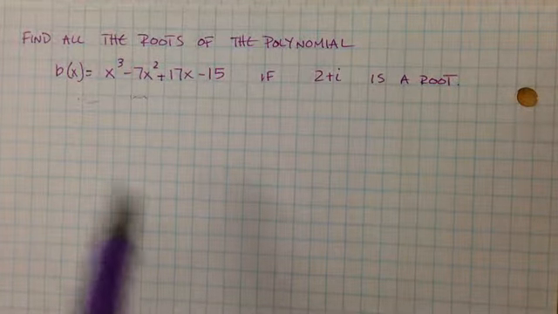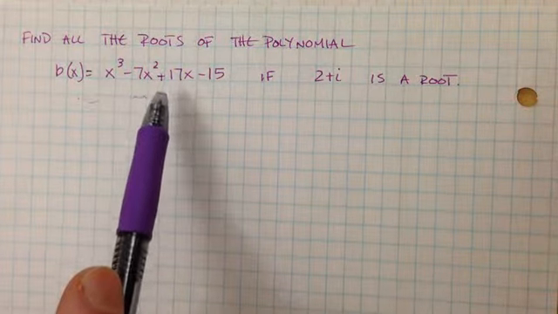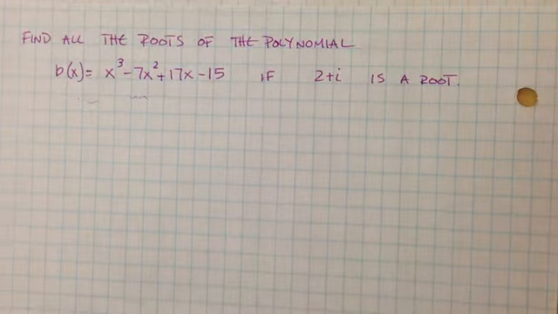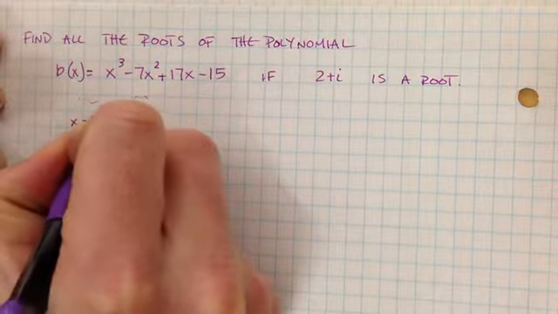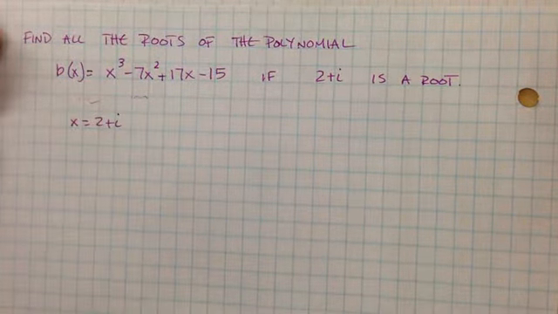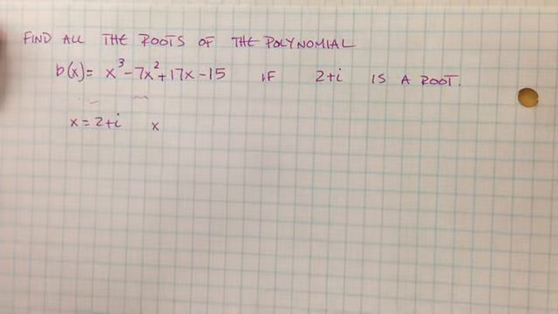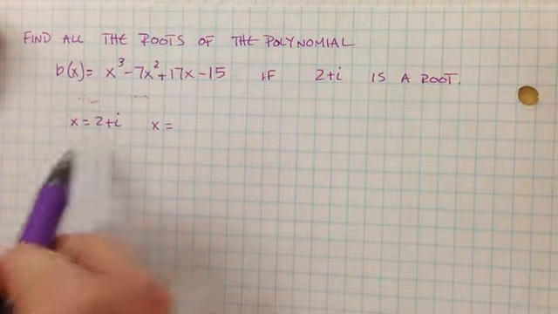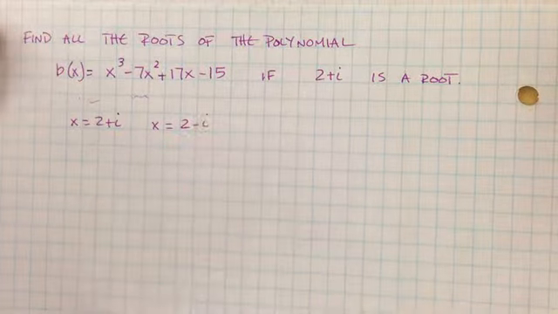Find all the roots of the polynomial B of x equals x cubed minus 7x squared plus 17x minus 15 if 2 plus I is a root. You have been given one root. That root is x equals 2 plus I. That is a complex root. So we know at this point in time that another root will also be the complex conjugate. So we change the sign on the imaginary component, making it 2 minus I.